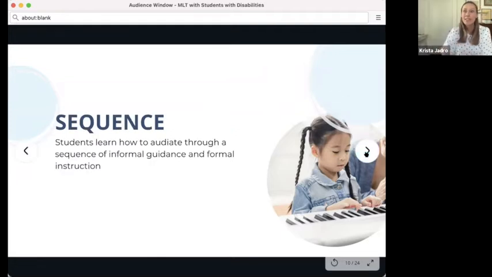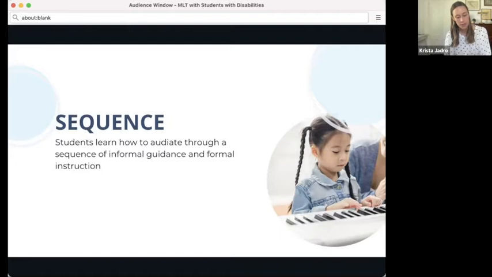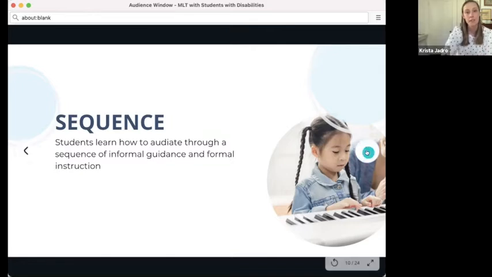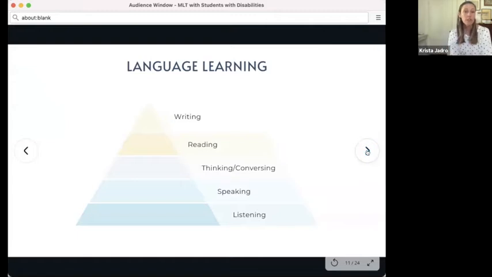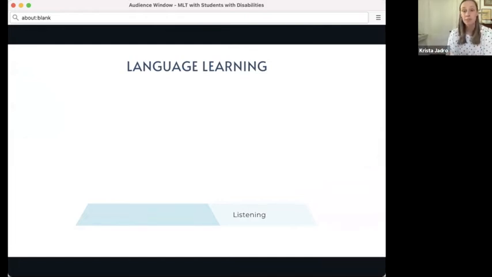Now, my third main idea is sequence. I just talked about sequence. Students are going to learn how to audiate through a sequence of informal guidance and formal instruction. So the best way to describe the sequence of how students learn music really is to compare it to how one learns language. And when we're learning language, we have 5 vocabularies that are developed: listening, speaking, thinking, conversing, reading, and writing. The listening vocabulary is developed first, and really that's the foundation. That's the foundation of our language learning.